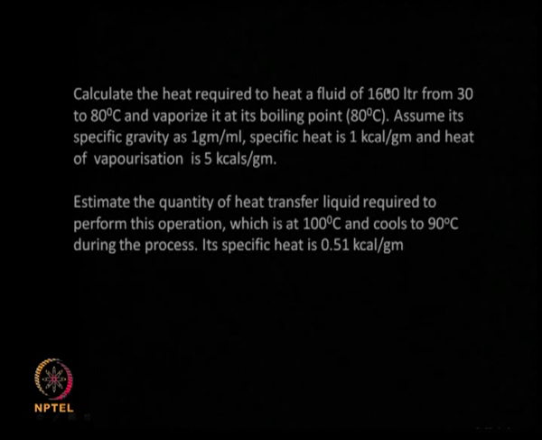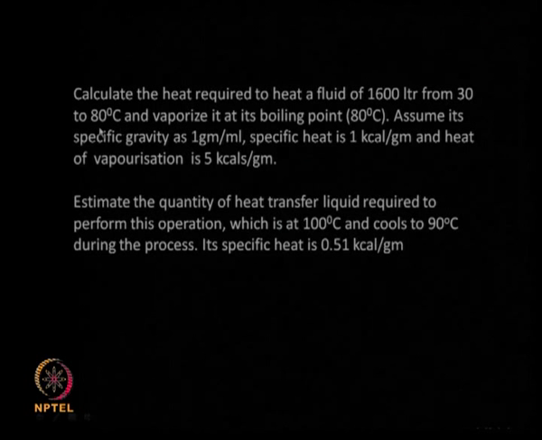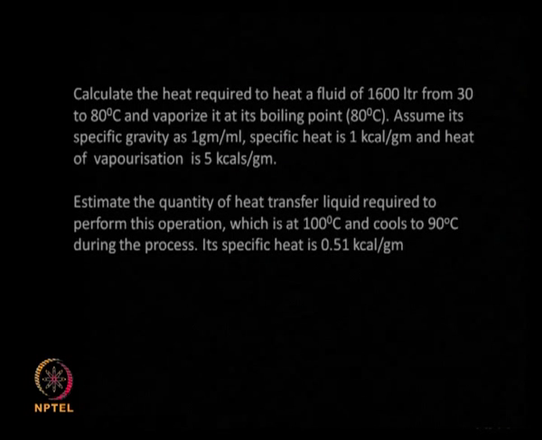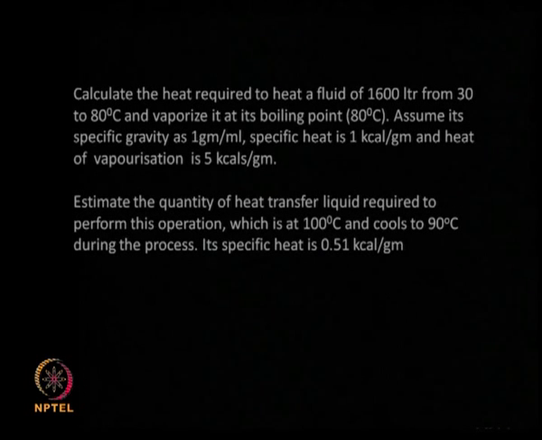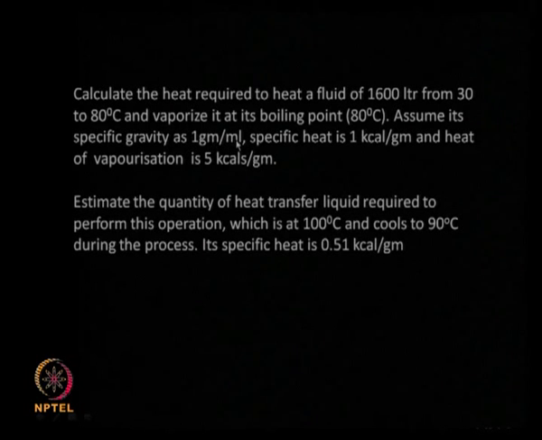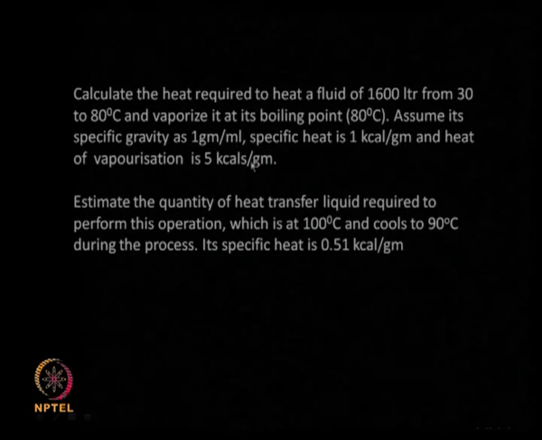So imagine we have 1600 liters of a fluid, we want to heat this fluid from 30 to 80 degrees centigrade, and then we would like to vaporize it because the boiling point is 80 degrees. So two things are happening, we are raising the temperature of the fluid from 30 to 80, and then we are vaporizing this fluid at 80 degrees. So there are two types of heats there, one is the sensible heat, the other is the heat of vaporization. Now certain physical properties of this fluid are given: specific gravity is 1 gram per ml or 1 gram per cc, specific heat is 1 kilocal per gram, and the heat of vaporization is 5 kilocals per gram.